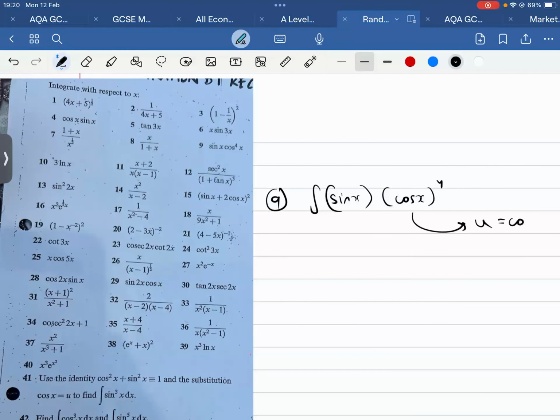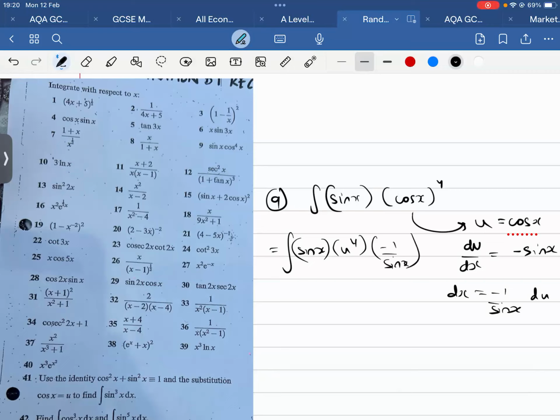So if u is cos x, the same thing happens as in question 4. So du by dx is minus sin x. So dx is equal to minus 1 over sin x du. So this becomes sin x u to the power 4 minus 1 over sin x. Those cancel out and we get integrating minus u to the power 4, which is just u to the power 5 divided by 5. And then put your u back in.